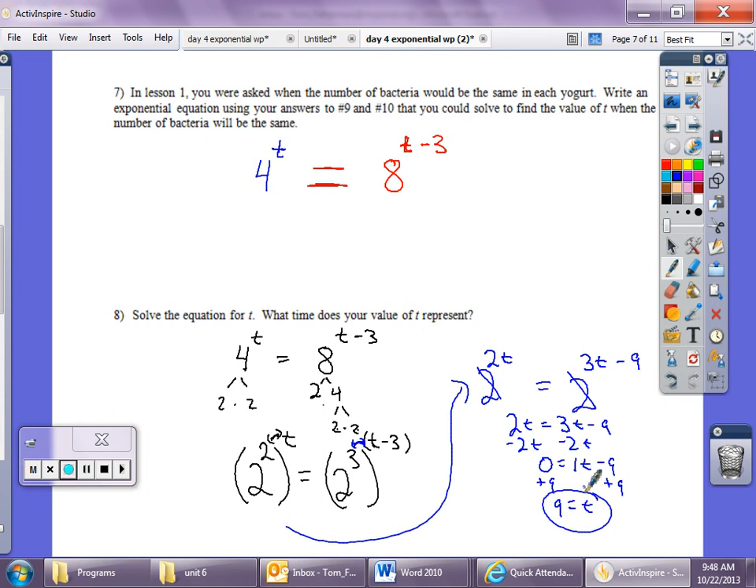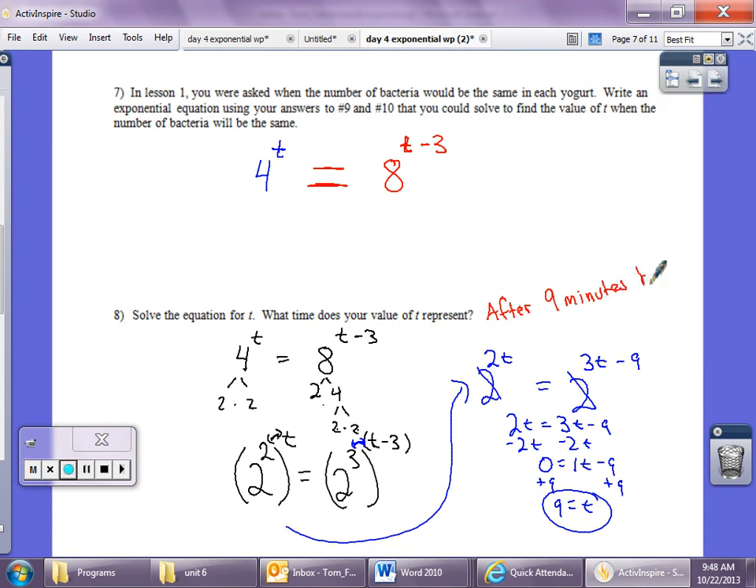So now we get t, but the question says what does your value of t represent? Well, t is the time, so the question is asking about the amount of bacteria in each yogurt. So after 9 minutes, both yogurts will have the same amount of bacteria.